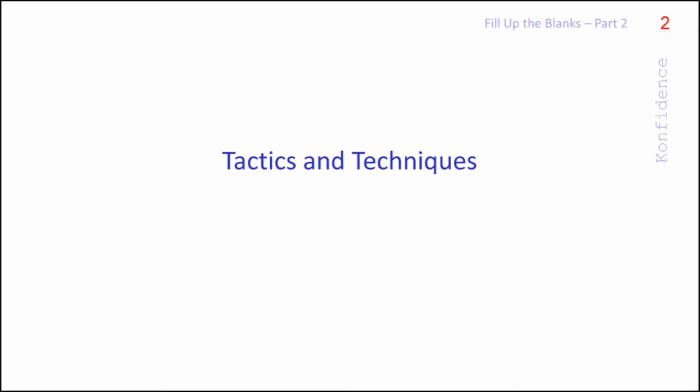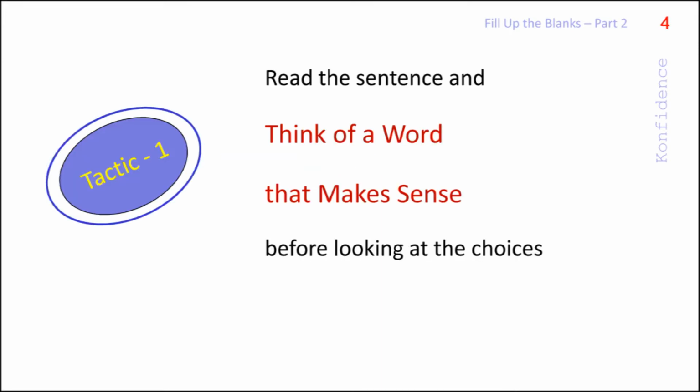In this discussion, we shall look at some generic tactics and techniques which will help us tackle various fill up the blank questions in aptitude tests. The first tactic is to read the sentence carefully and understand its meaning and then think of a word that suits the blank before looking at the choices. If we can come up with a word that makes logical sense in the context, then check the given choices. If the word we thought of is one of the choices, select that as our answer. If the word we thought is not there in the choices, look for a synonym of that word. That synonym will be the answer.